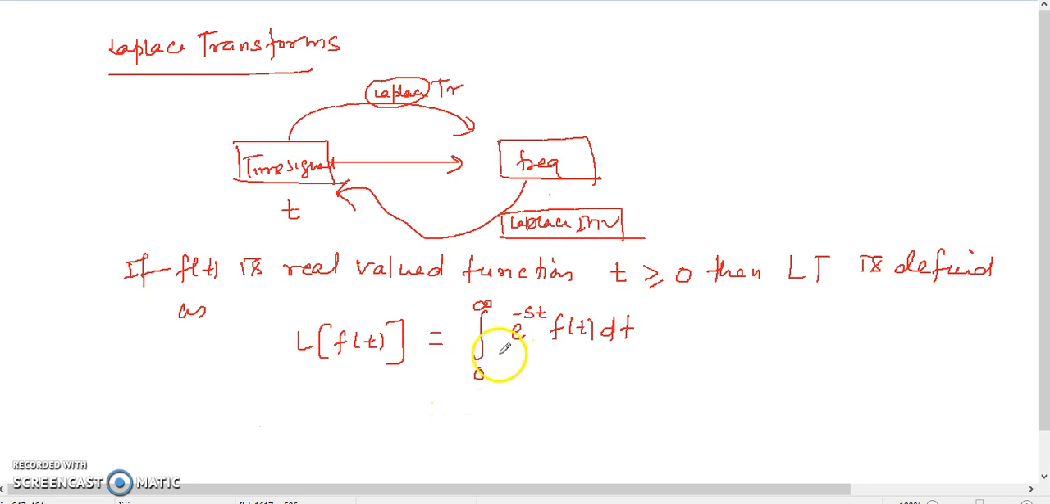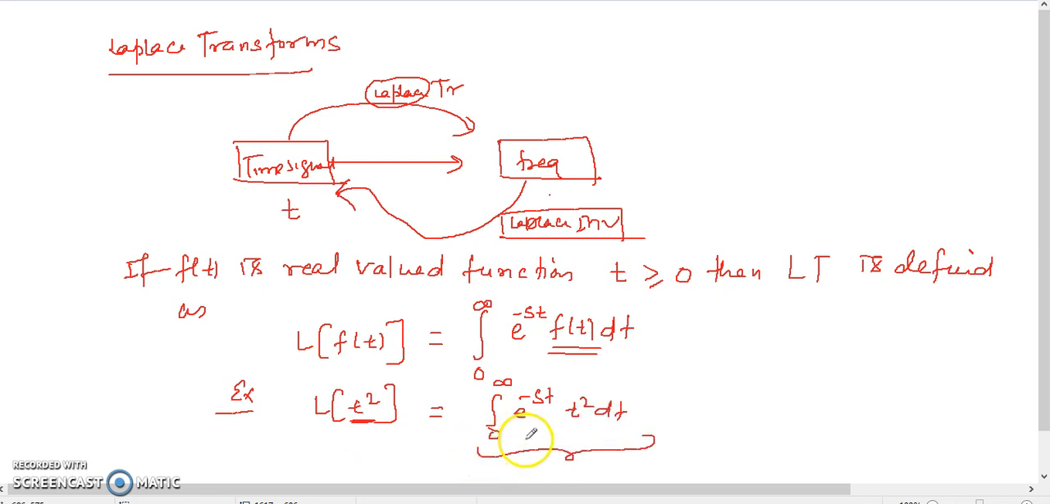Here f of t is the function whose Laplace transformation you want to find. Consider the example where you want to find the Laplace transformation of t square. So this is your f of t. You just substitute in this formula: 0 to infinity, e to the power of minus st, f of t is t square, and dt. Here you have to apply integration by parts, also called Bernoulli's integration, and simplify. Many students have doubts in finding the u into v integrations.